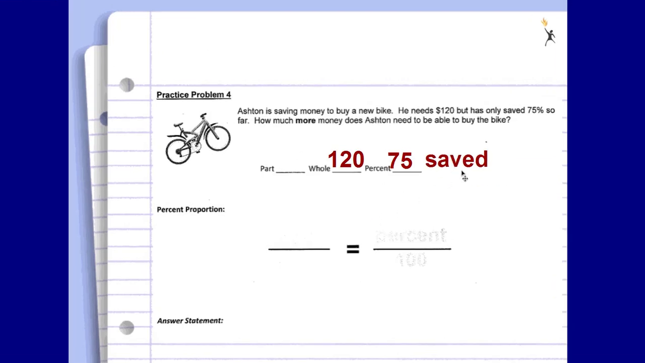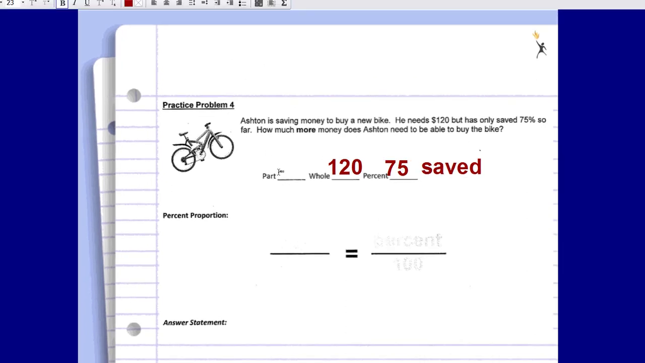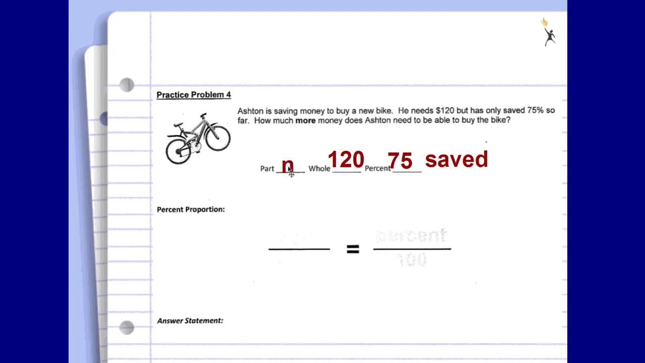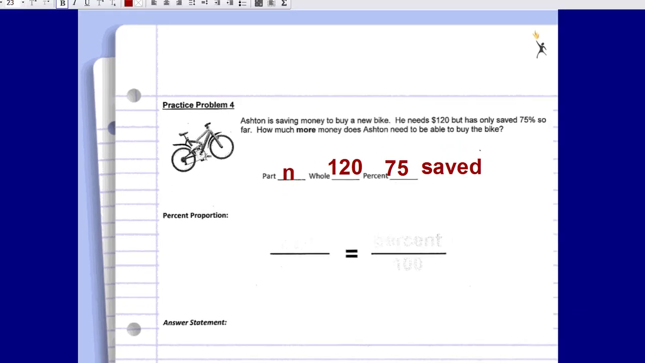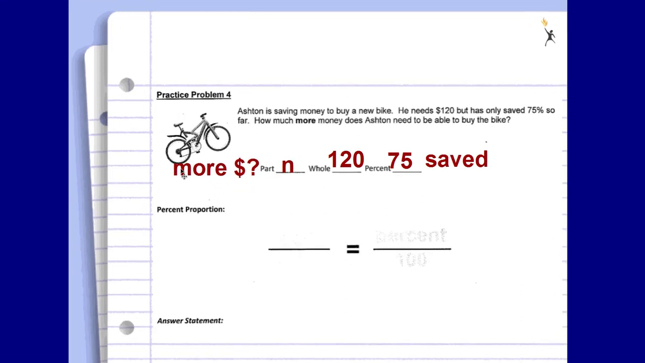Okay, and we're looking for the part. And what does the part represent? Well, it says how much more money Ashton needs. So this is more money. How much more money does he need? Okay, so remember, our part and our percent need to match. Do they represent the same thing? Well, the part is talking about how much more money he needs, and the percent is how much money he has already saved. So no, they don't match.